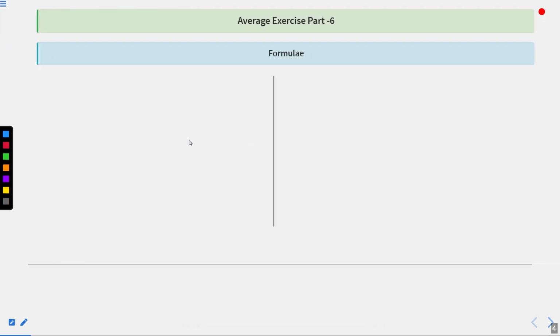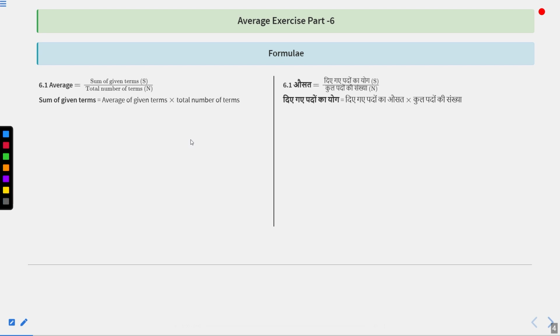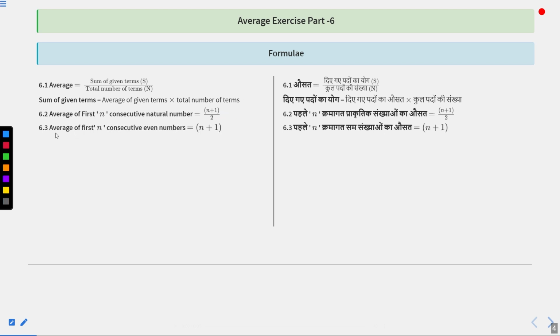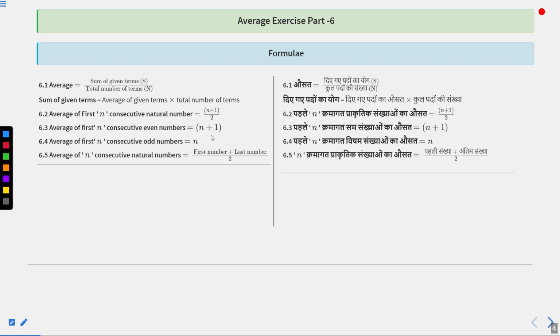Now we move to see some formulas for averages. What is the formula of average? Average means sum of the given terms upon total number of terms. So if we need to calculate the sum of the given terms, we can write it as the average of the given terms multiplied by the total number of terms, and we get the sum. Next is the average of first n consecutive natural numbers. It will be (n plus 1) by 2. Same way, the average of first n consecutive even numbers will become n plus 1. The average of first n consecutive odd numbers is n. The average of n consecutive natural numbers we can calculate as first number plus last number by 2.